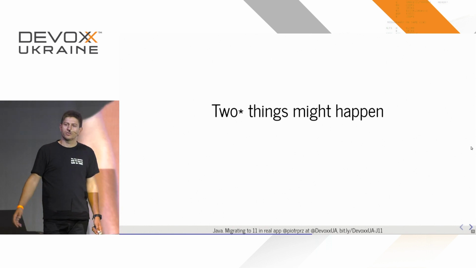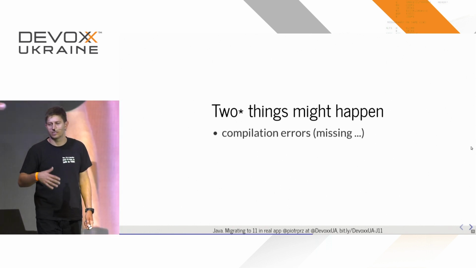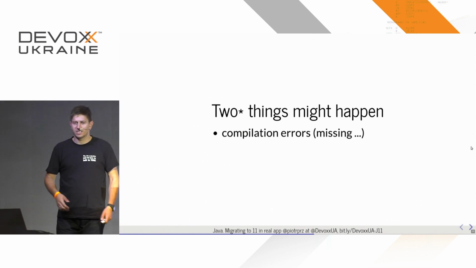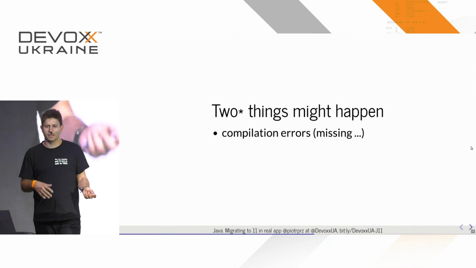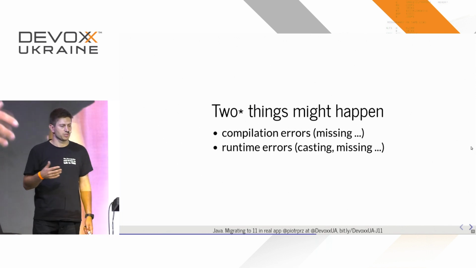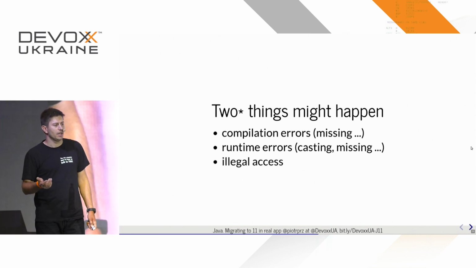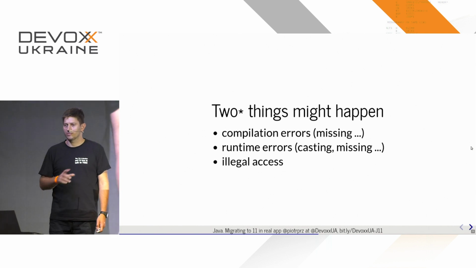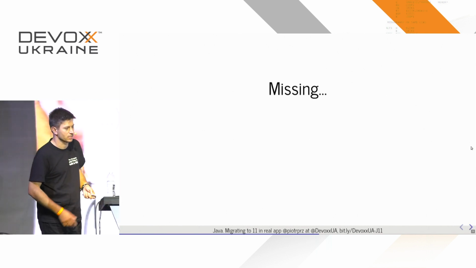And in general, 2 things might happen during this migration when you make yet another try to run this stuff. Of course, you might see some compilation errors, like missing classes, missing methods, and there might be some runtime errors, like problems with casting, or something missing. And there can be a third one, like illegal access, which is kind of a warning, not a strict error, but a warning saying that something might be wrong.